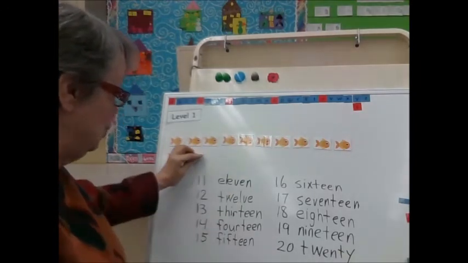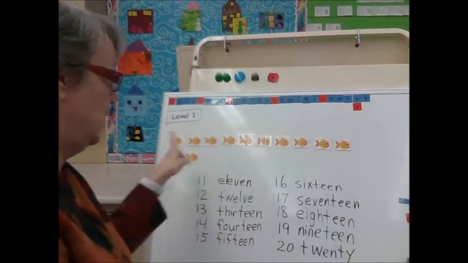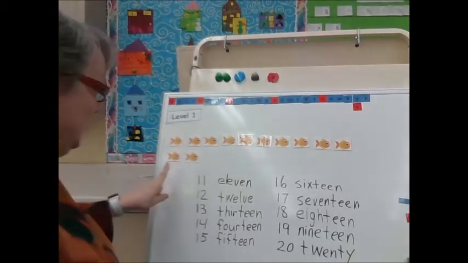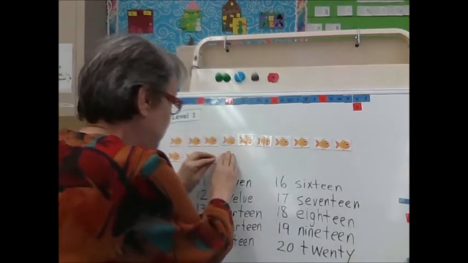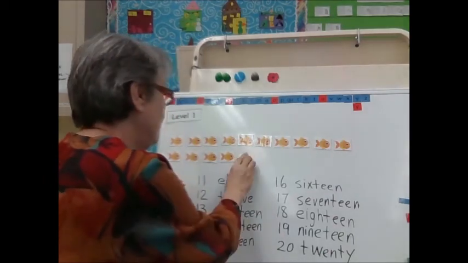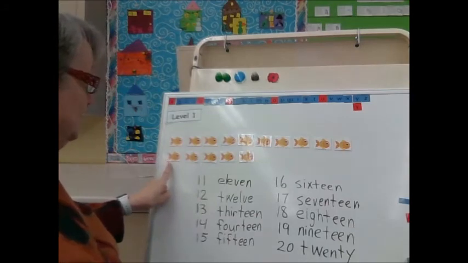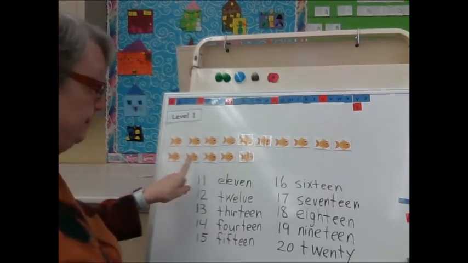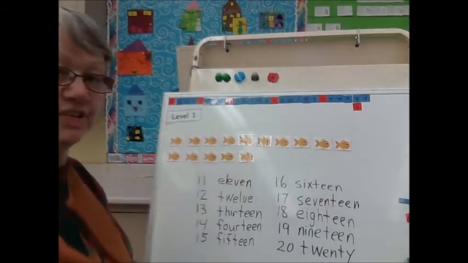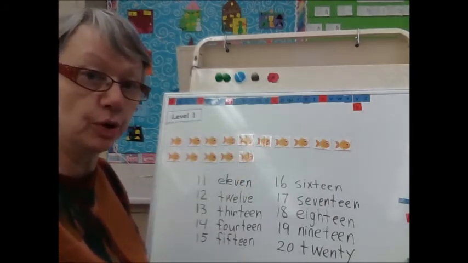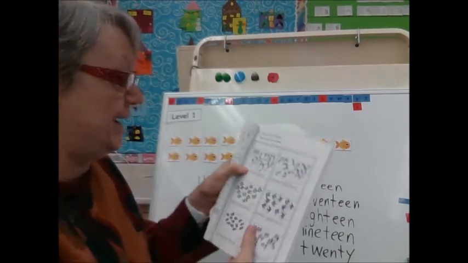Now I'm just going to add one more, okay? And if I add one more, I count on from 10. 10, 11, 12. Now I'm going to add 3 more. Okay, I'm going to count on from 10 and 11, 12, 13, 14, 15. So now I know that there are 15 goldfish there. So that's what you can do for this third page.